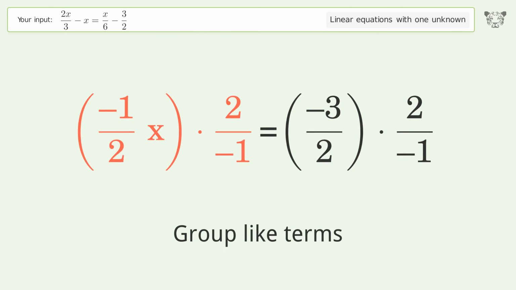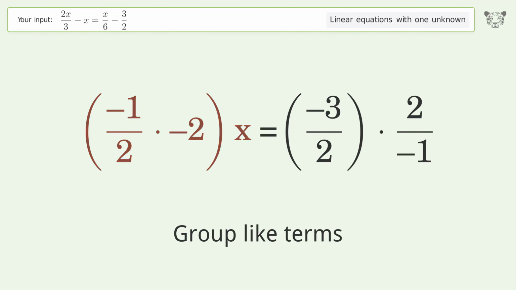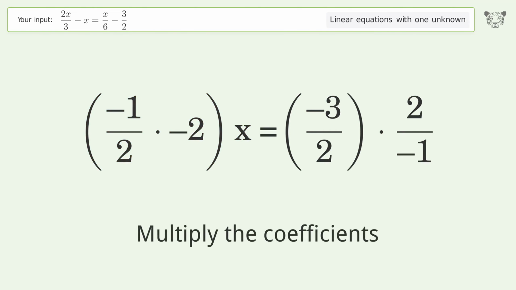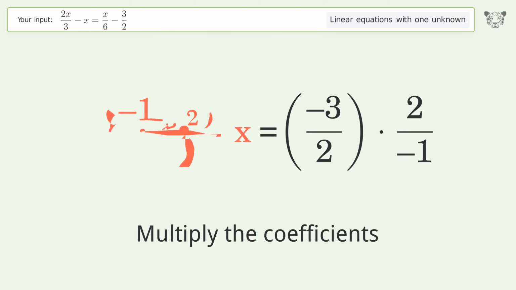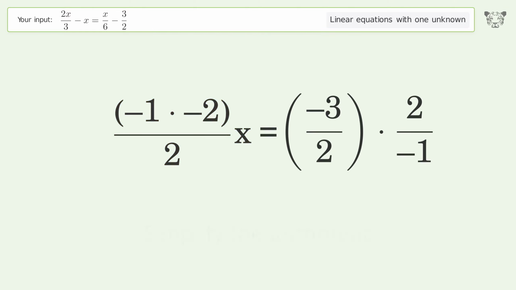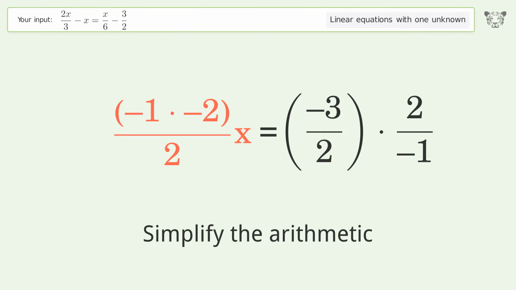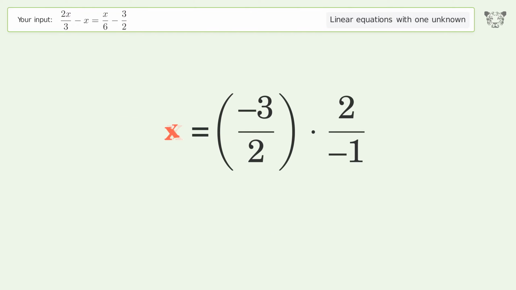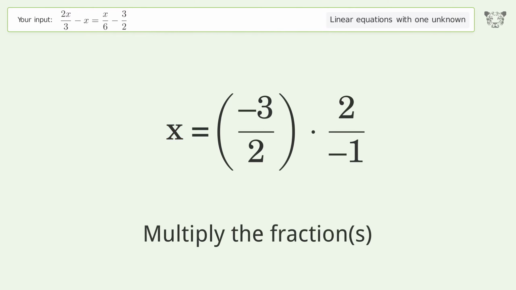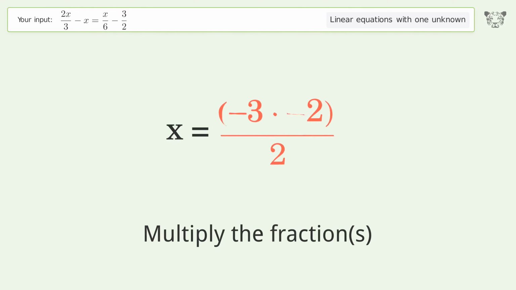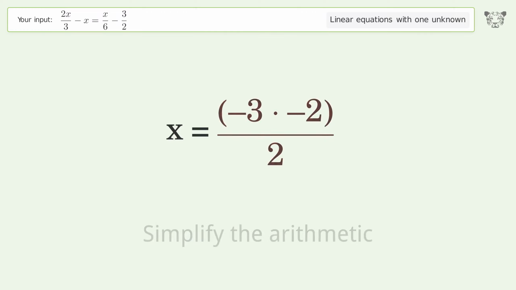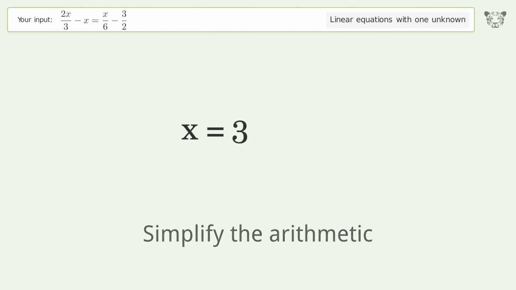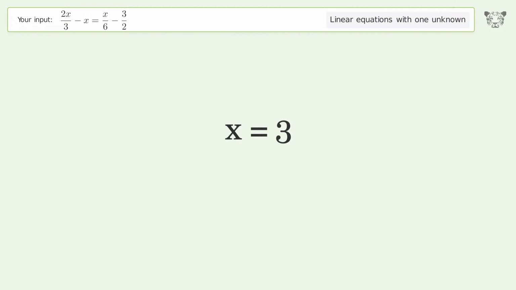Group like terms. Multiply the coefficients. Simplify the arithmetic. Multiply the fractions. Simplify the arithmetic. And so the final result is x equals 3.